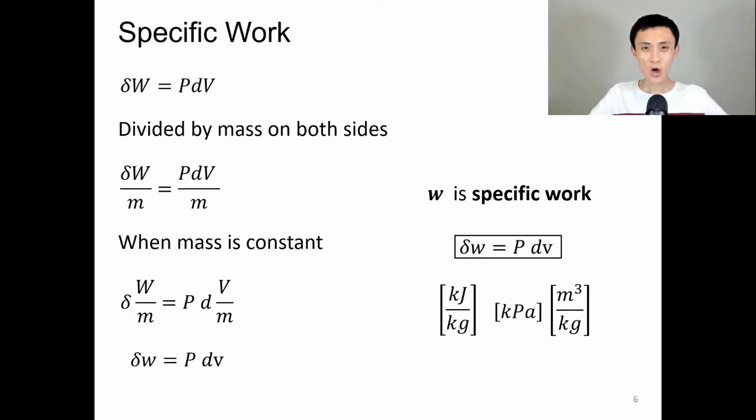So we are not going to care about the total work, but we want to focus on the specific work. That's work divided by mass. If we do the math, it's a specific work. The pressure is still pressure. Volume becomes specific volume. We use little w for specific work. The units are kilojoule per kilogram, and for specific volume, meter cubed per kilogram. And it's still dw equals P times dv.